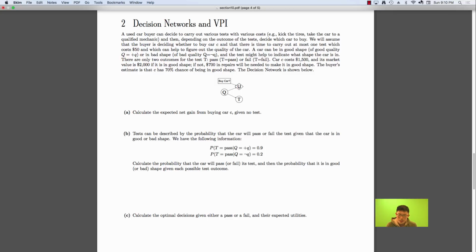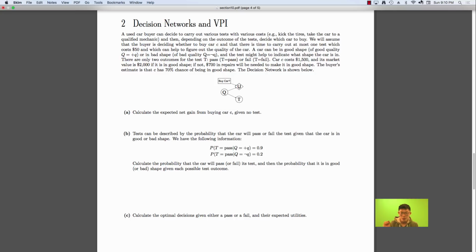There's another part of this decision network, which is that we can do a test on the car to give us an indication of the quality of the car. And this test will not tell us exactly whether the car is in good shape or not. But if the car passes the test, it at least gives us some information that the car is probably of good quality. And conversely, if it fails, it's probably of bad quality.